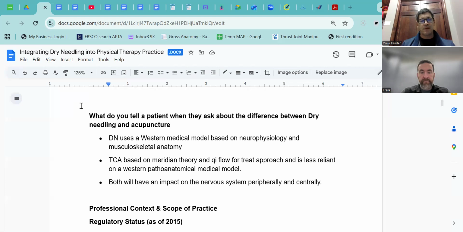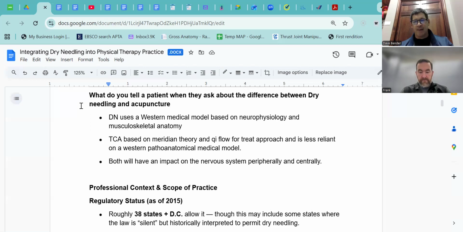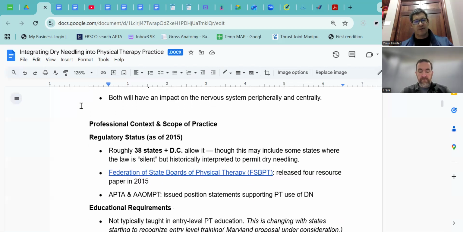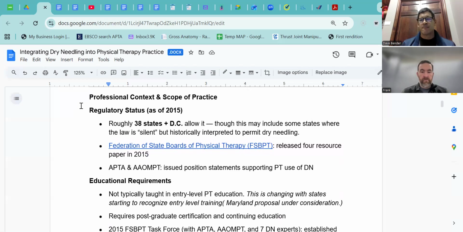Yeah, and that's it. The approach is somewhat more local. There's a central response, and those responses that happen in the central nervous system will overlap, but the approach is significantly different in philosophy and scope of practice.